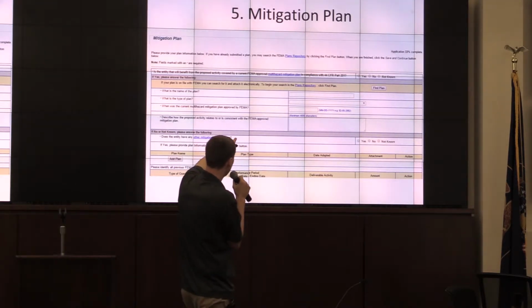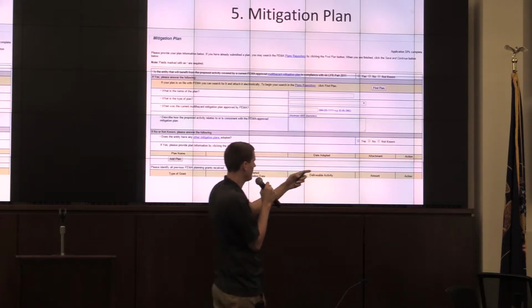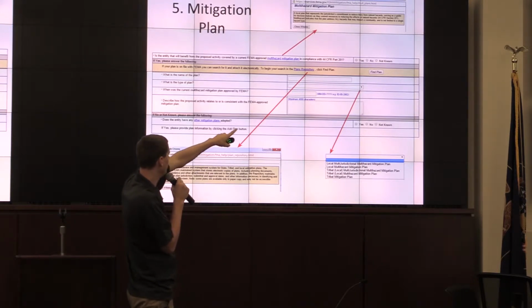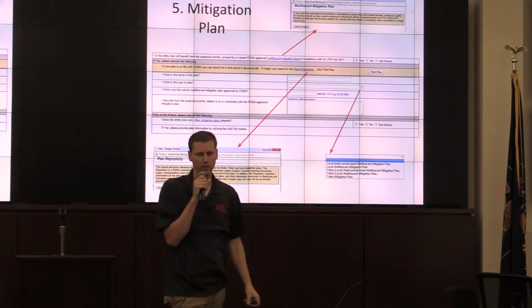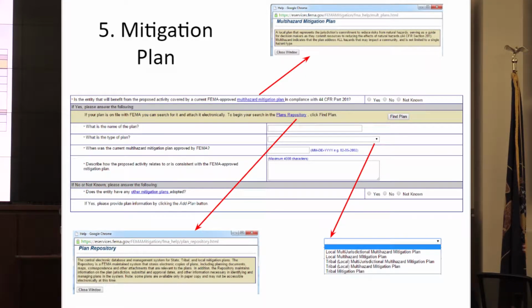Now, I highly recommend that you do not click on the plan's repository or find plan. When you click on those, it'll list a bunch of mitigation plans, but I find personally that a lot of them may be inaccurate, and they may have a whole bunch of ones with weird names. There's an option right next to it to just type it in.